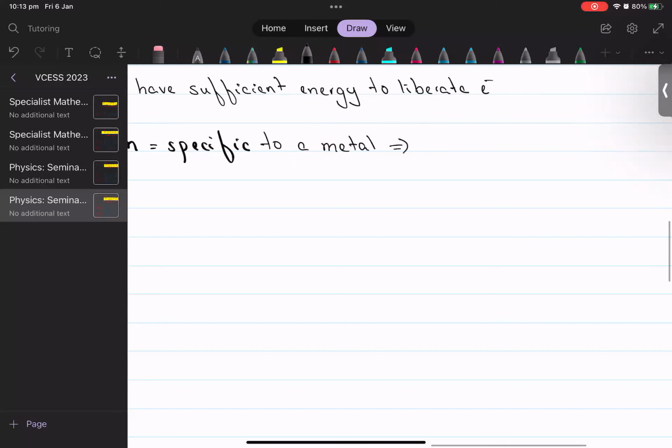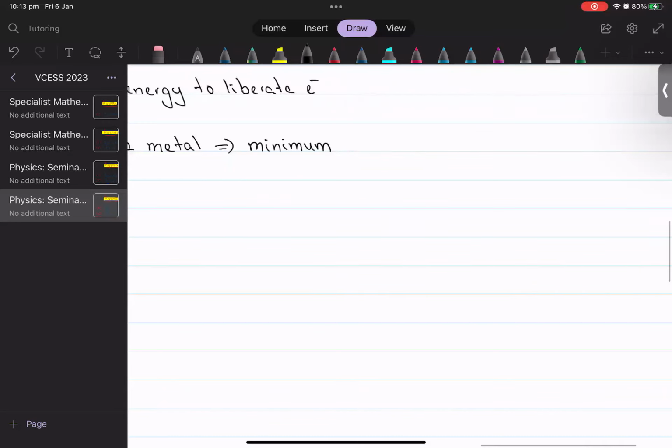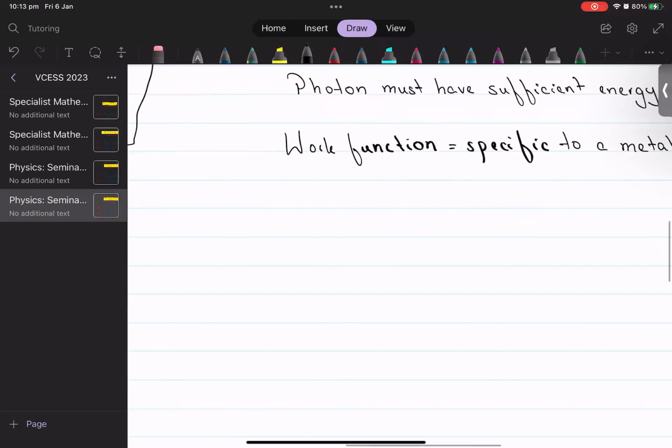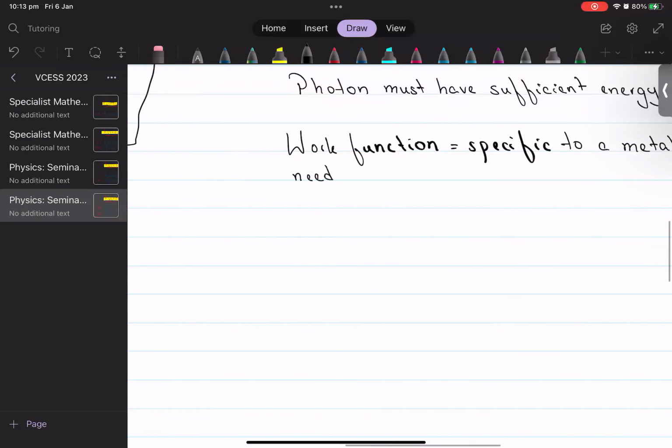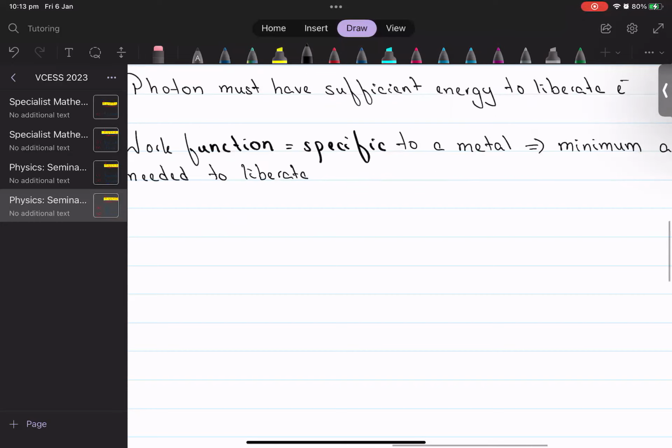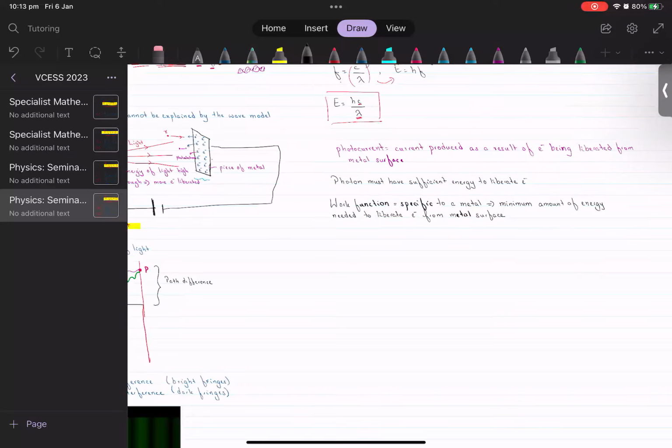And what it is, it's the minimum amount of energy needed to liberate, for those of you who aren't familiar with that term, to free electrons from the surface of the metal. Liberate electrons from the surface of the metal. Okay, so that's that.